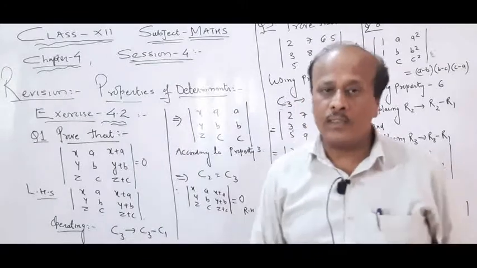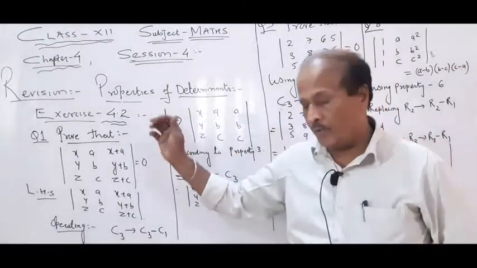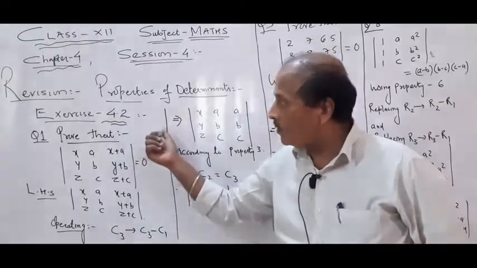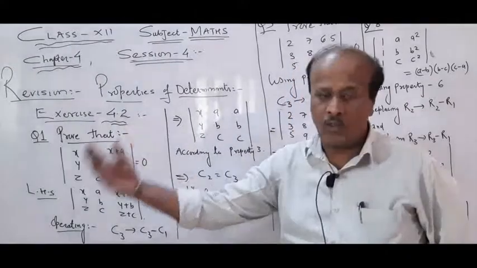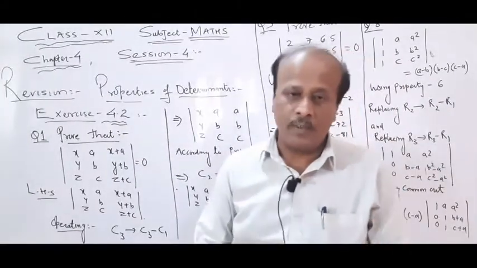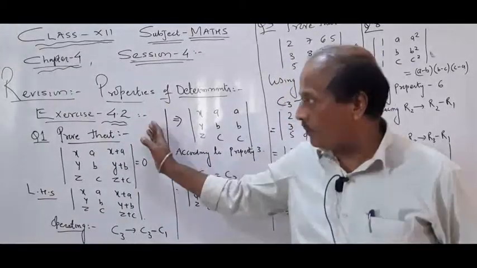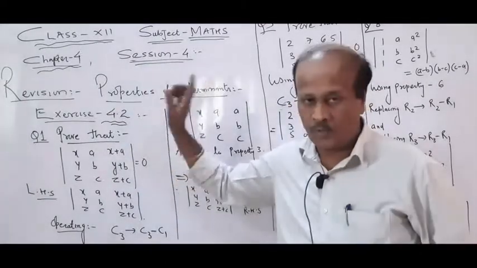As I told you last time also, nobody is going to ask you the statement, but without knowing about that statement, you will not be able to solve exercise 4.2. So first of all, let us recall our memories. What is property number 1? We can interchange rows and columns of a determinant. There will be no change in the value of a determinant. That is property number 1.